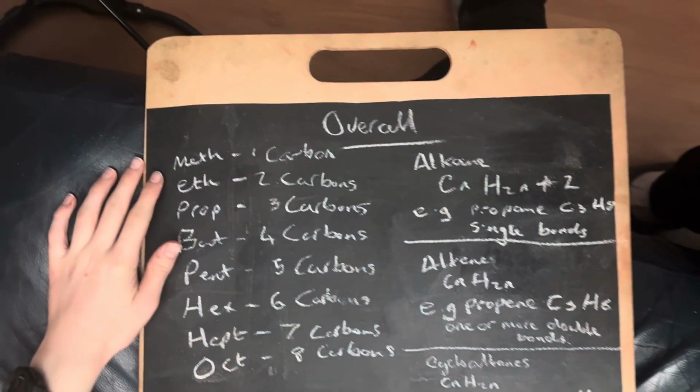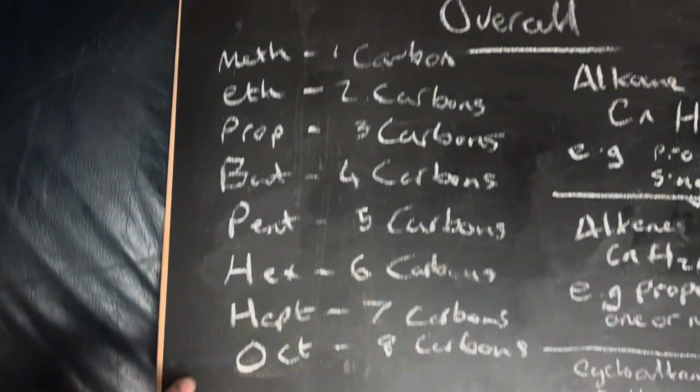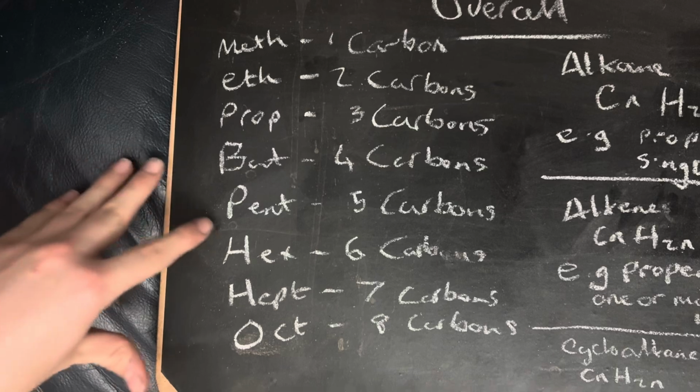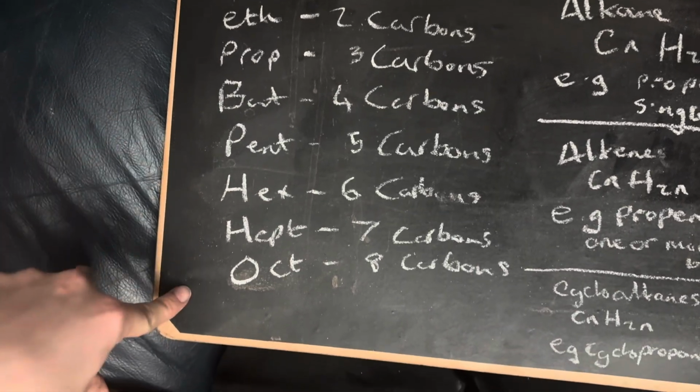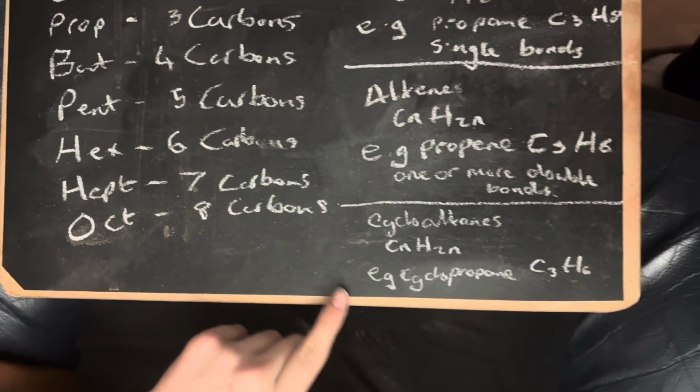The order of names for each of these, telling you how many carbons there are here: meth, eth, prop, but, pent, hex, hept, oct. They're the prefixes to the alkanes, alkenes, and cycloalkanes.